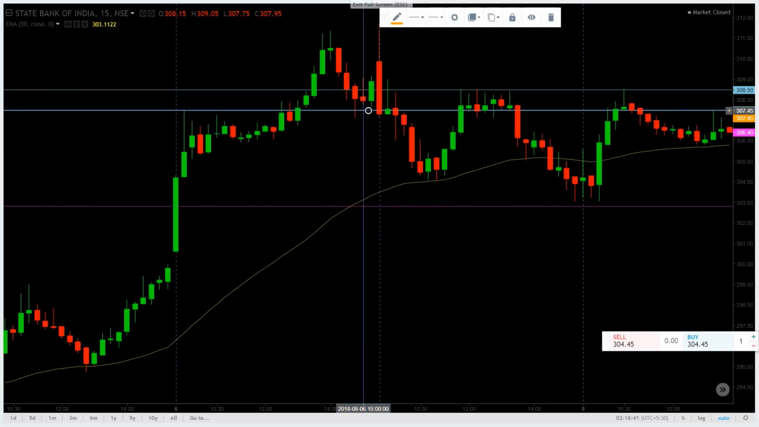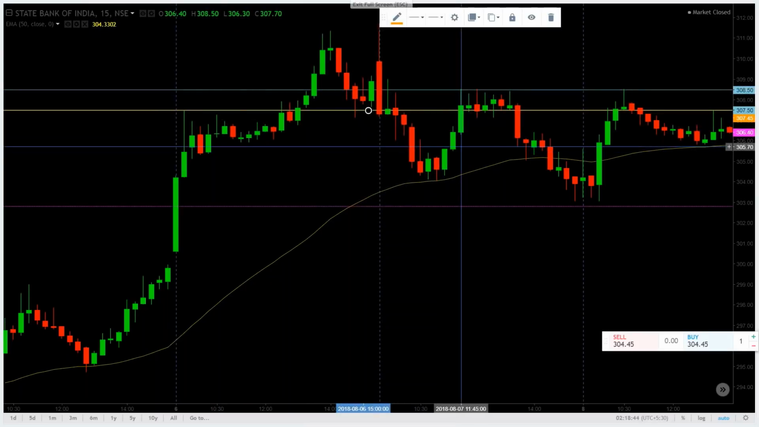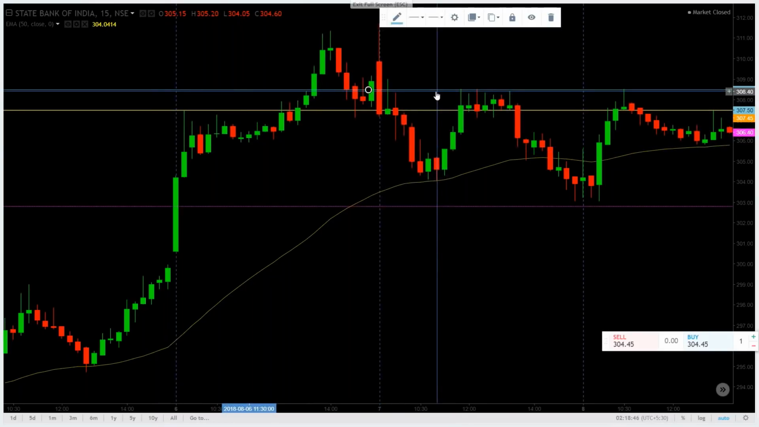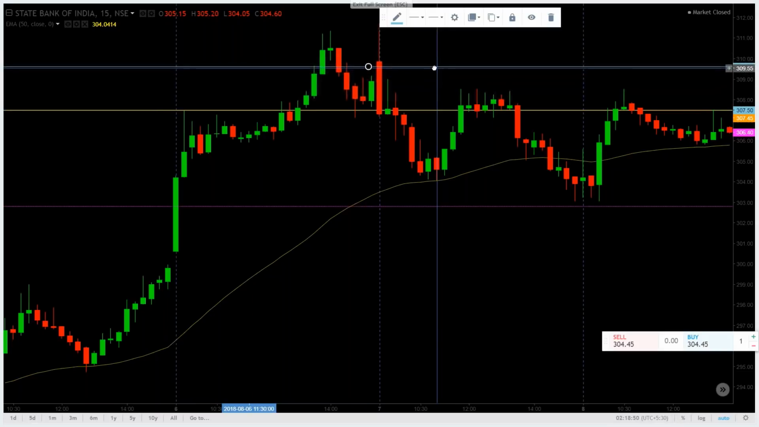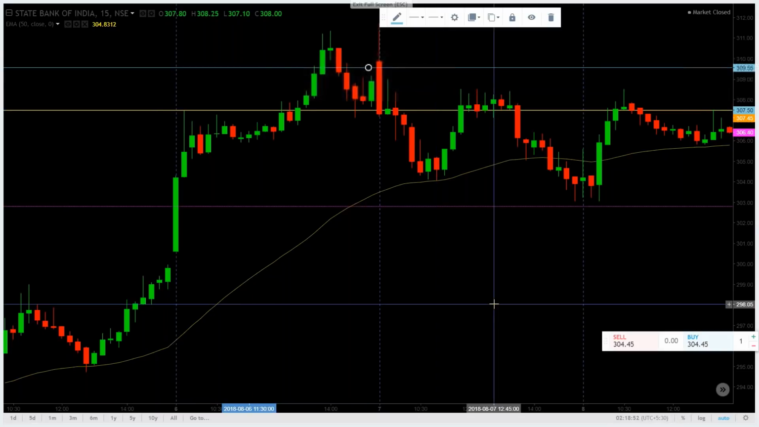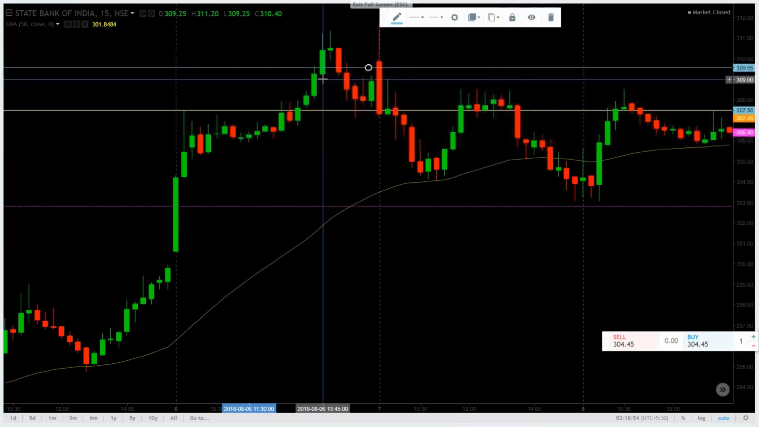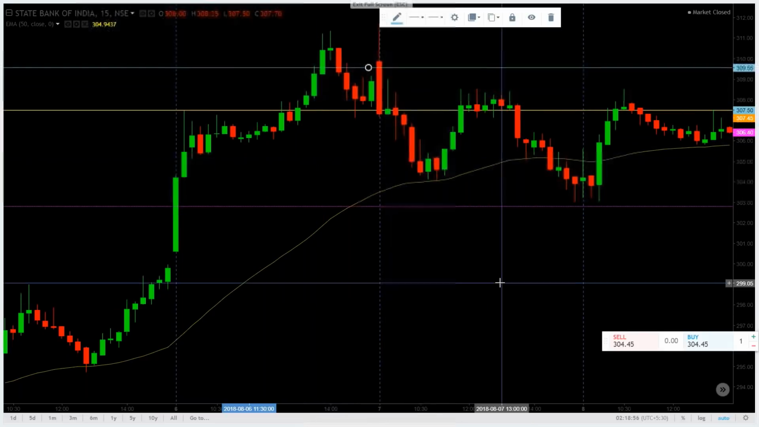What is your second target? Your second target is rupees 2. So where is rupees 2? If 308 rupees 50 paisa is your target 1, then 309 rupees 50 paisa is going to be your target 2, right? So here is your target 2. The moment you are achieving your target 2, then the complete market is yours.